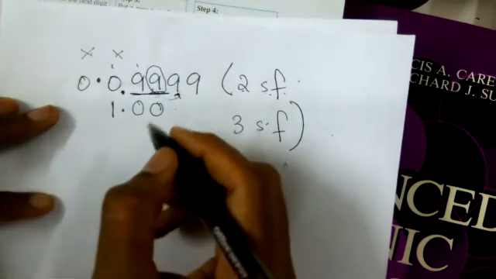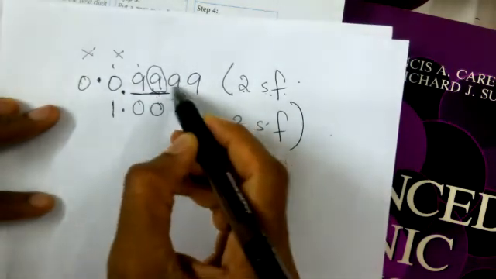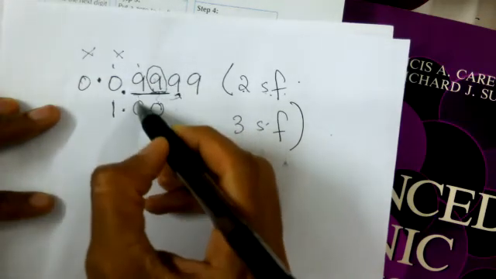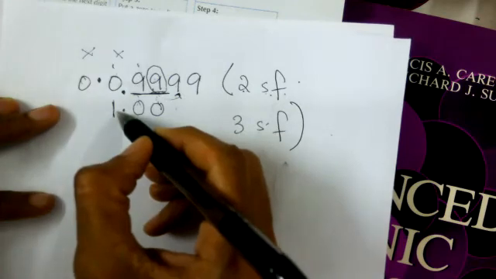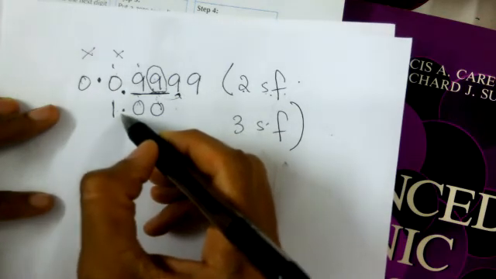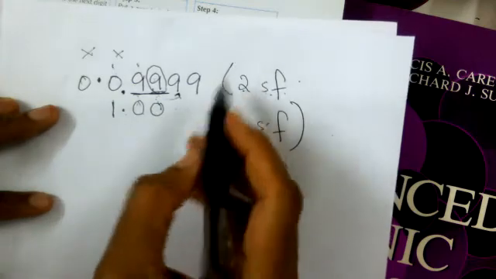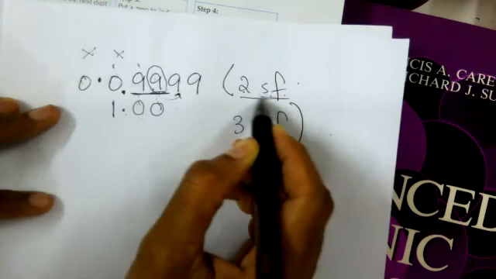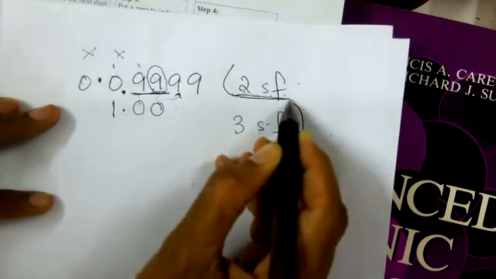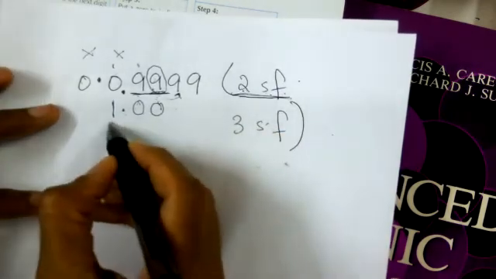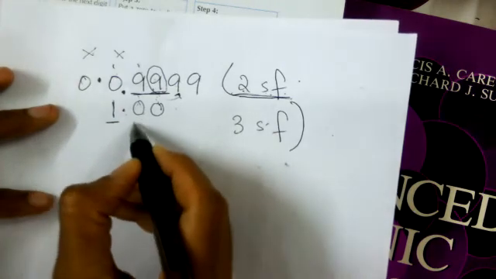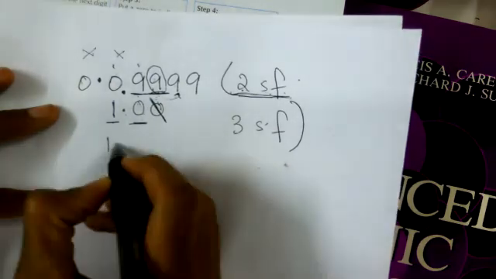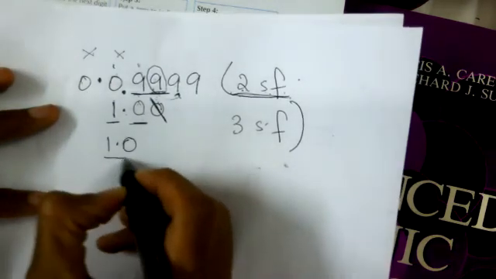0.1 or 1.0? This was greater than 5, so this increased by 1. When this increased by 1, this became 10. Because this became 10, this became 1. And so 1.0. Okay, now your final answer is going to have 2 significant figures only. So starting from the left, 1 significant figure, 2 significant figures. You will omit this. So 1.0 will be your answer.